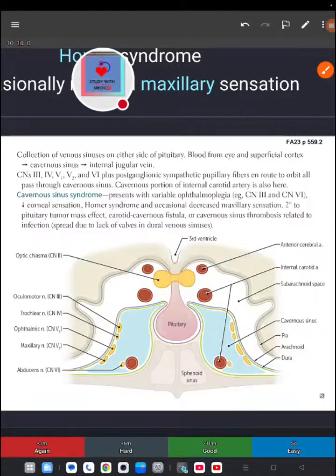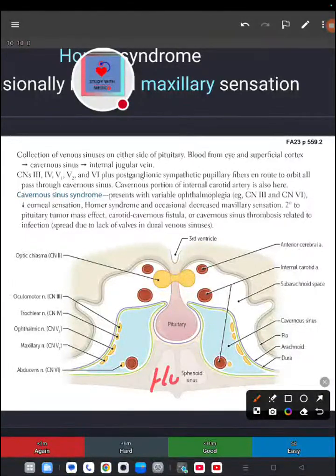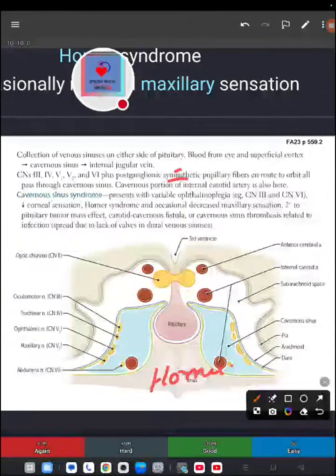Here corneal sensation decreases and Horner syndrome occurs. Occasional decreased maxillary sensation, the sensation of the maxilla, secondary to pituitary tumor mass effect, fistula, or cavernous sinus thrombosis related to infection due to lack of valves in venous sinuses. Venous sinuses on either side of the pituitary.